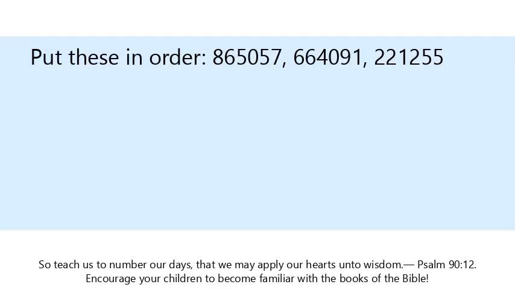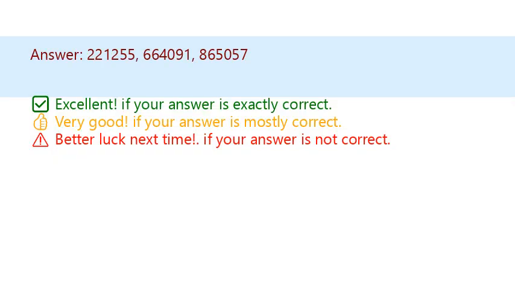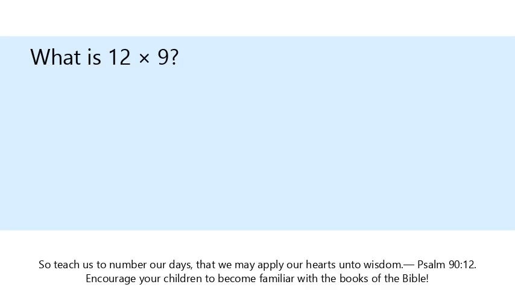Put these in order: 865057, 664091, 221255. Answer, 221255, 664091, 865057. What is 12 times 9?